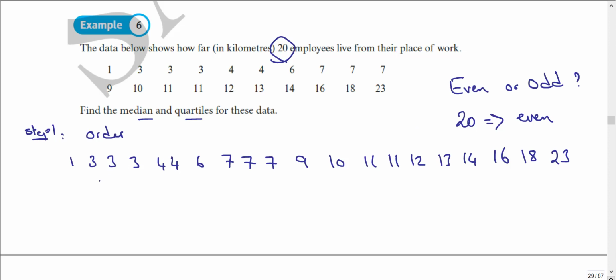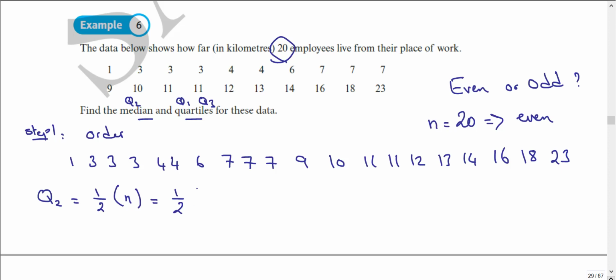Even, so how do you find the quartiles? The median here is Q2, and the quartiles are Q1 and Q3, the lower and upper quartile. Let's find the median. How would you find it? Half n. This is the rule. Write it down and remember. What's n? n is the number of data. How many employees do we have? n is 20.